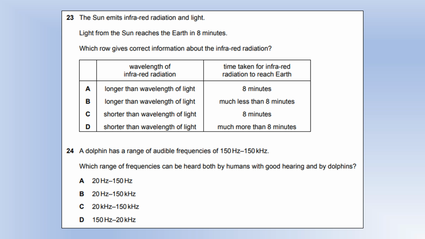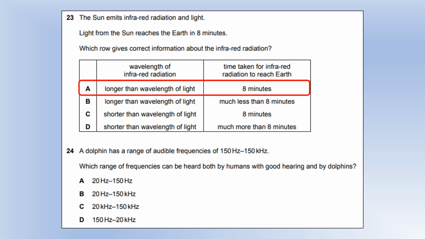The sun emits infrared radiation and light. Light from the sun reaches the Earth in 8 minutes. Which row gives correct information about infrared radiation? So infrared is at the red end of the visible spectrum, so it's longer wavelength than visible is, but in a vacuum they all travel at the same speed, so it will take the same time.